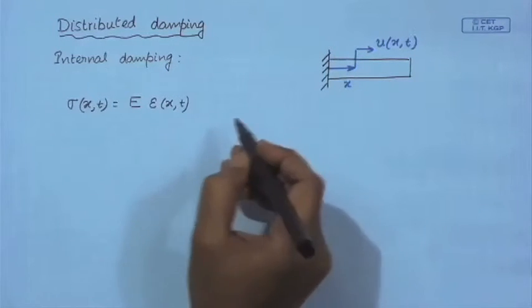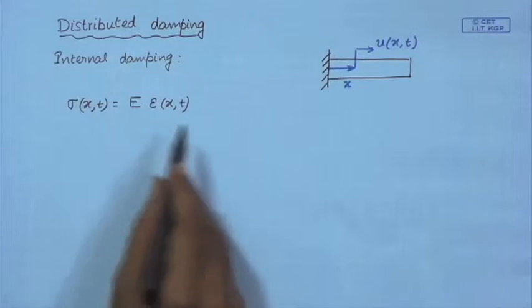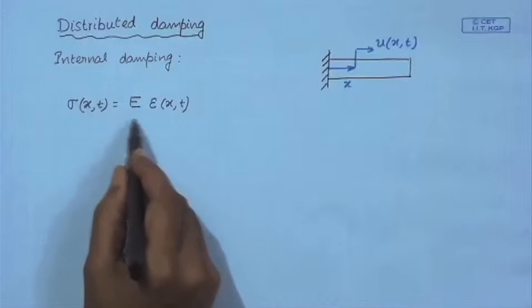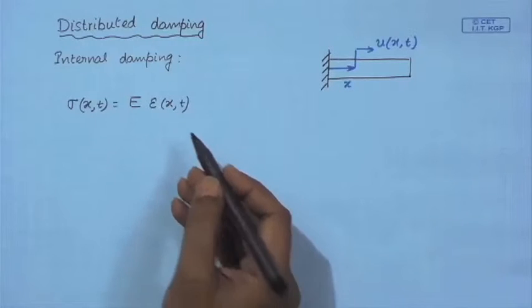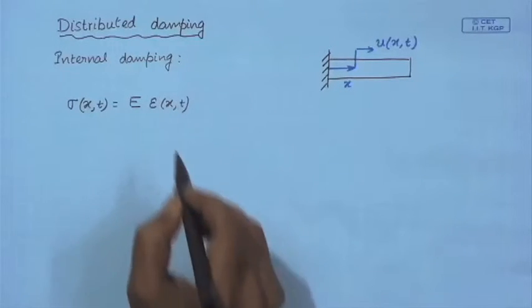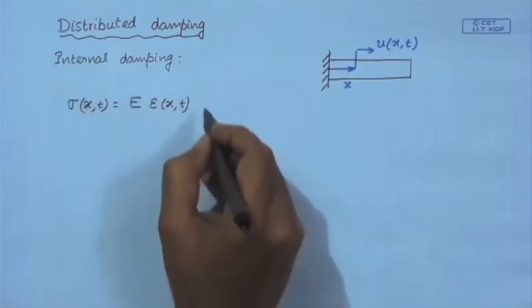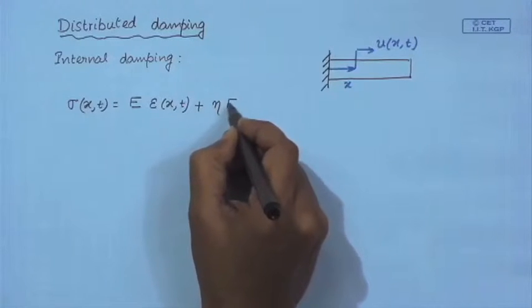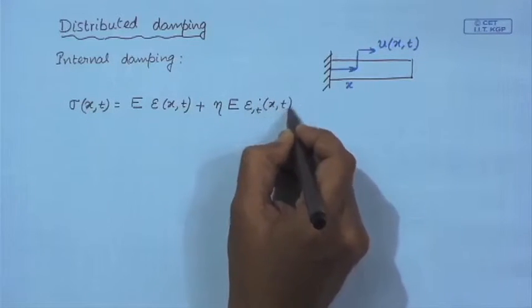like this. Now, as I mentioned, in order to model internal damping for a one dimensional system, we must somehow consider the rate at which this straining is taking place. So, we modify our constitutive relation to include the strain rate.